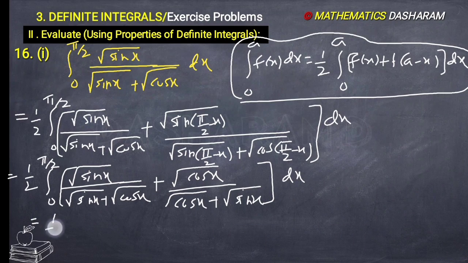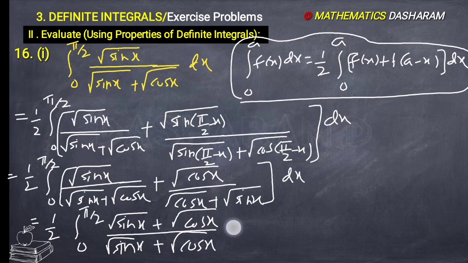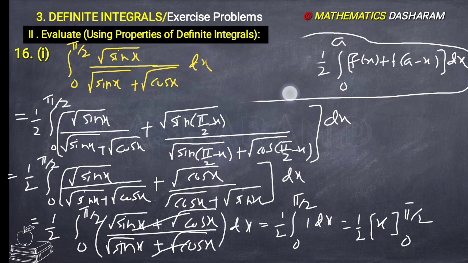Now observe both denominators, they are the same. Then add the numerators. So root sin x plus root cos x divided by root sin x plus root cos x dx. Now both are cancelled. 1 by 2 integral 0 to pi by 2, 1 dx. Integration of 1 dx is x. So 1 by 2 x, 0 to pi by 2. Now substitute the upper and lower limits.